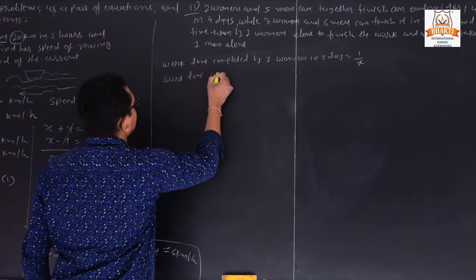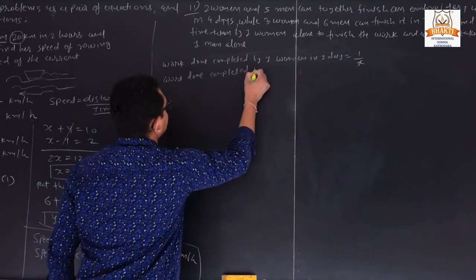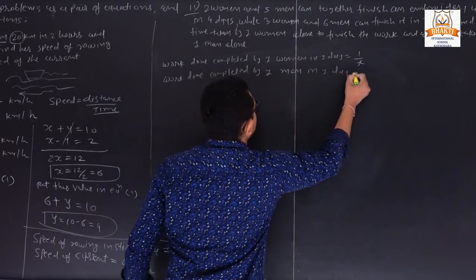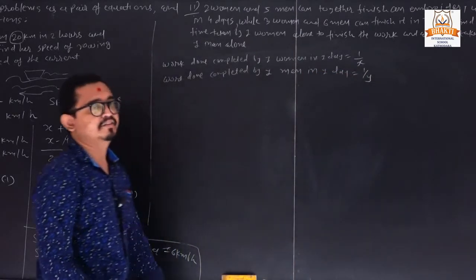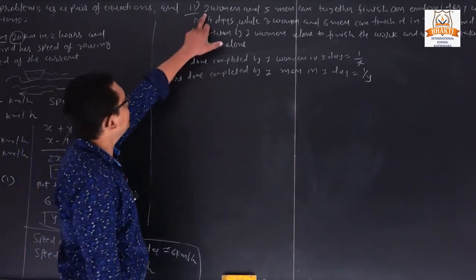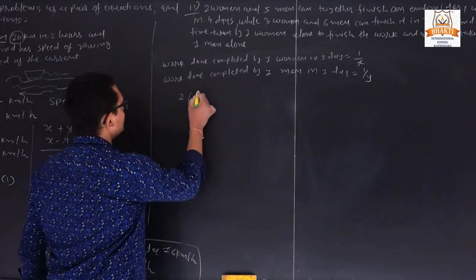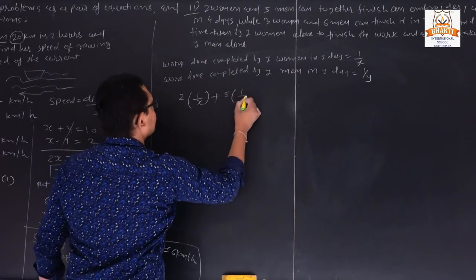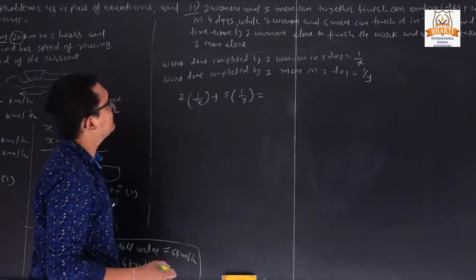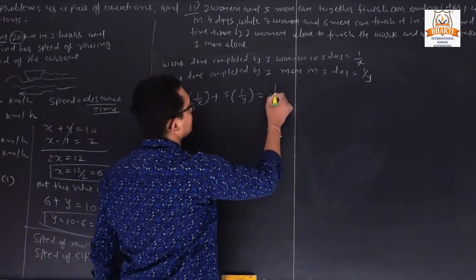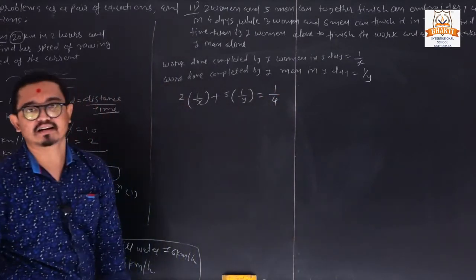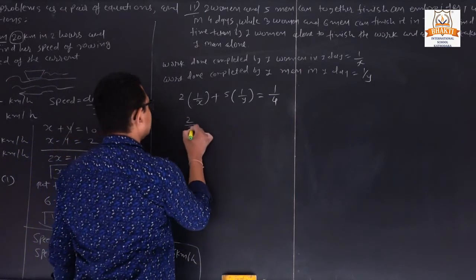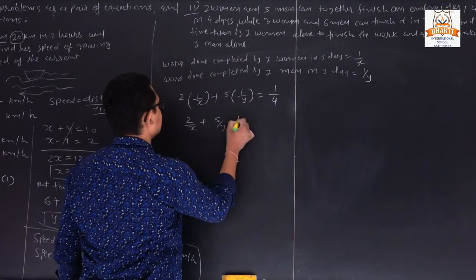Work done completed by 1 man in 1 day is 1 upon y. So here how many women? 2. So 2 plus how many men? 5 men. They finish the work in how many days? 1 by 4. Clear? 1 upon time. So our equation is like that: 2x plus 5 upon y is equal to 1 by 4.